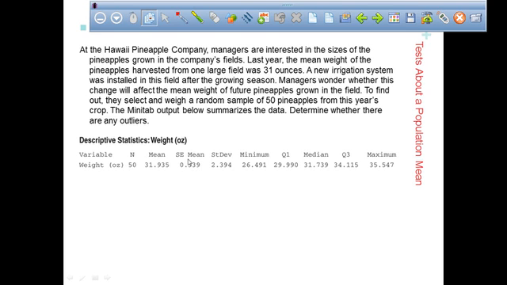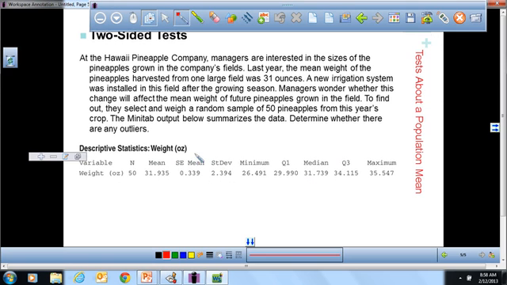Here's our mean. This is our standard error of the means. Remember, standard error of the means takes the standard deviation and divides it by the square root of n. That's the standard error of the means. So to get that value, all they had to do is take the standard deviation and divide it by the square root of 50, which would have given you that value. And you didn't have to do it, the Minitab outputs it for you. They give you your minimum, your Q1, your median, your Q3, and your maximum. And they want you to determine whether there are any outliers.